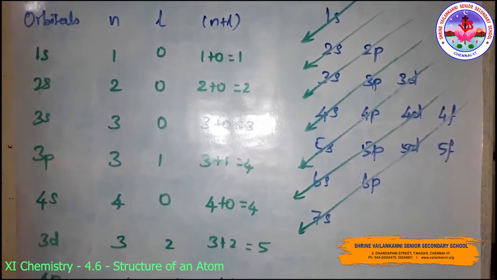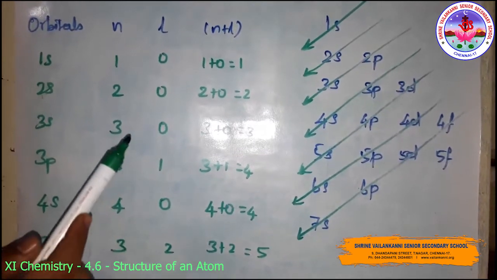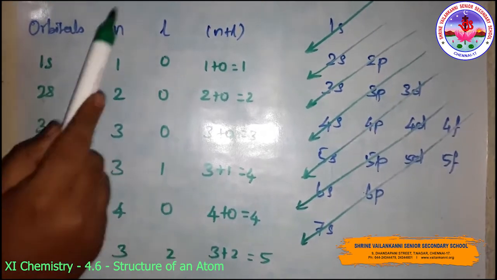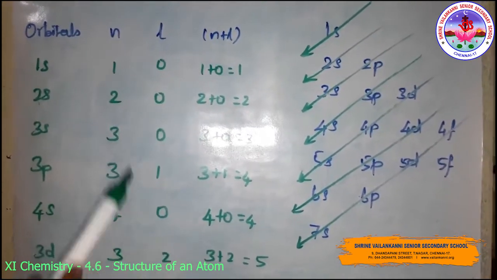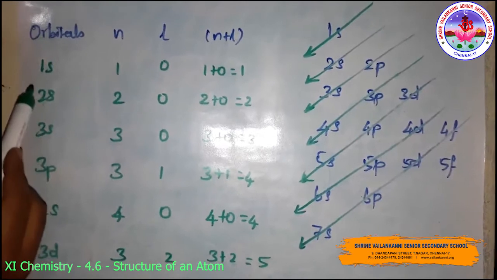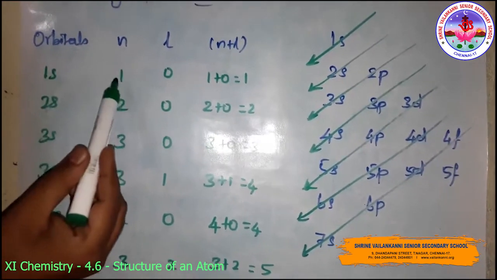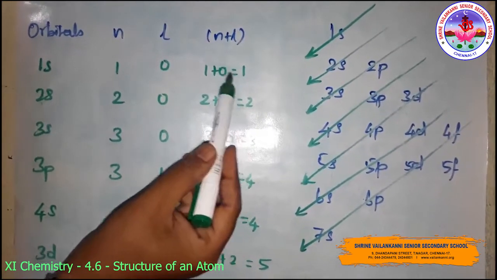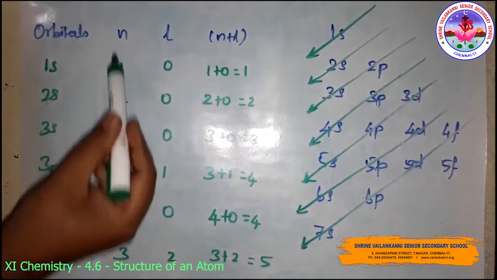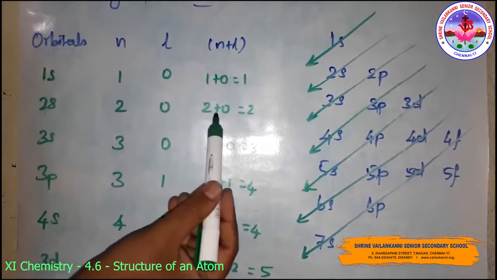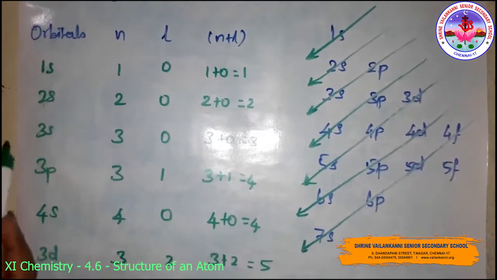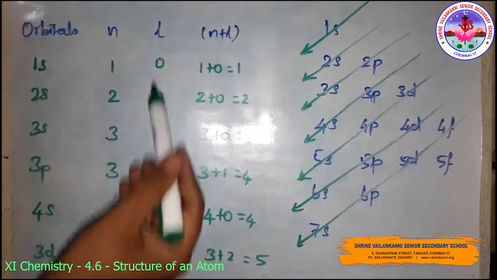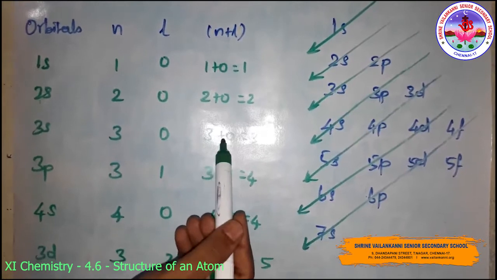Then the Pauli exclusion principle. Before that, the arrangement of orbitals with increasing energy on the basis of the n plus l rule. For the 1s orbital, n is equal to 1, l is equal to 0, so n plus l is 1. For 2s, n is equal to 2, l is equal to 0, so 2. And 3s: n is equal to 3, l is equal to 0, so 3 plus 0.